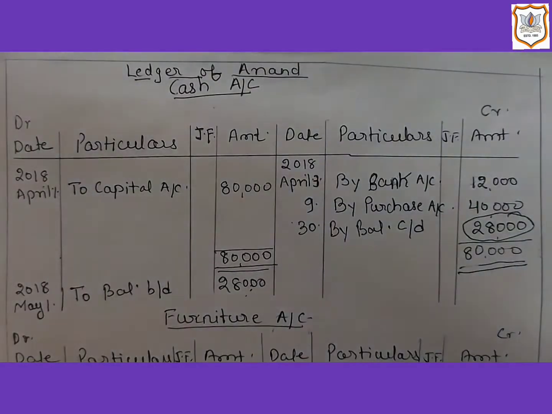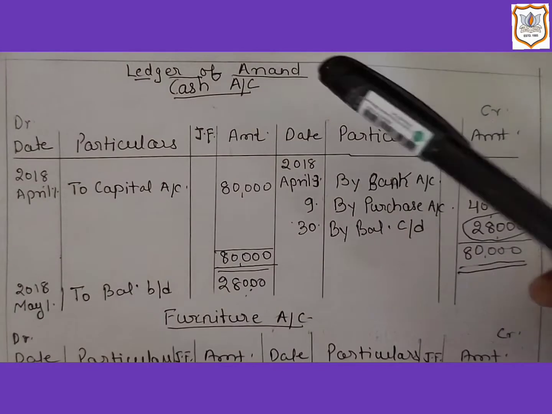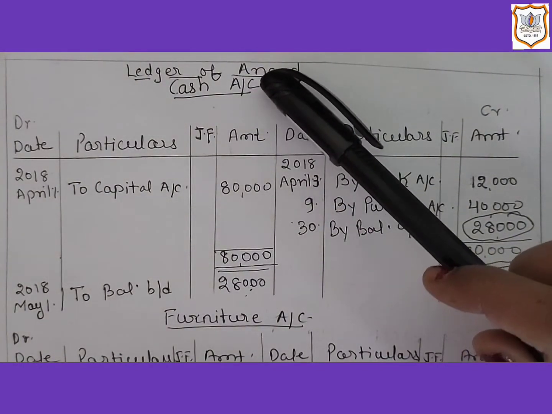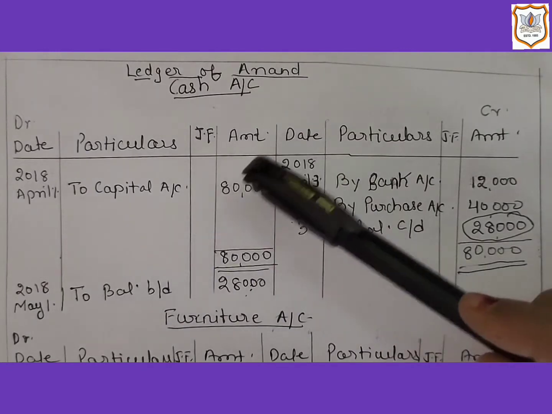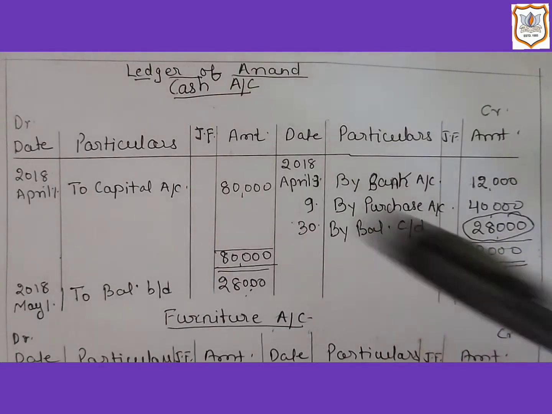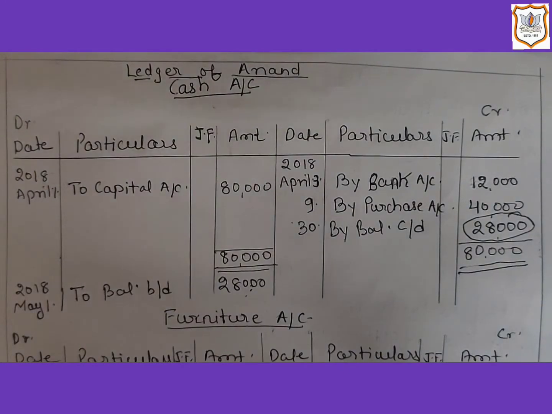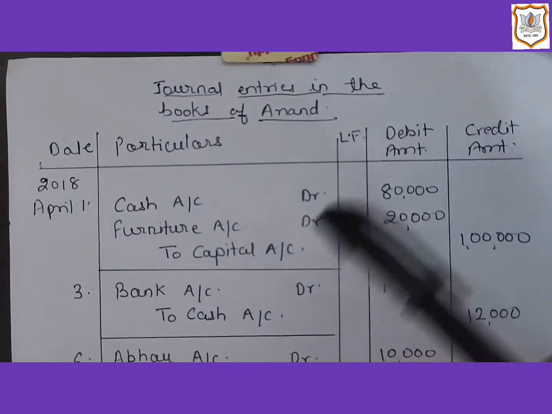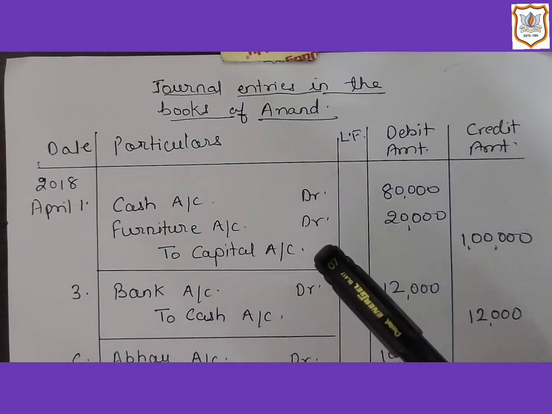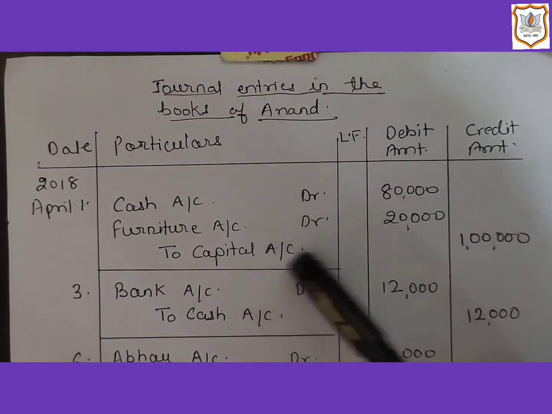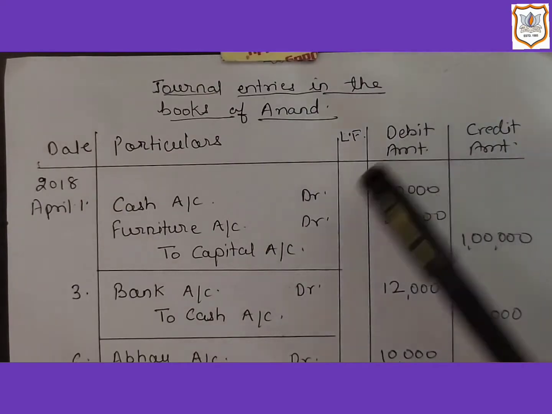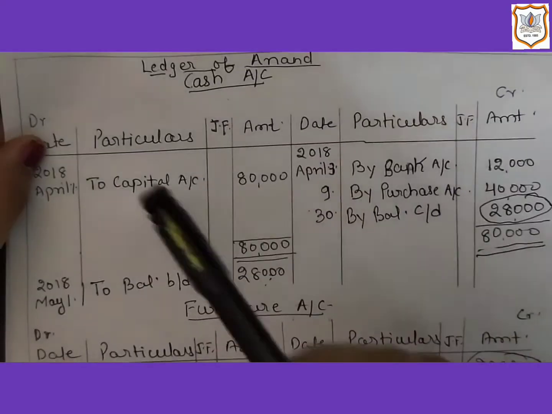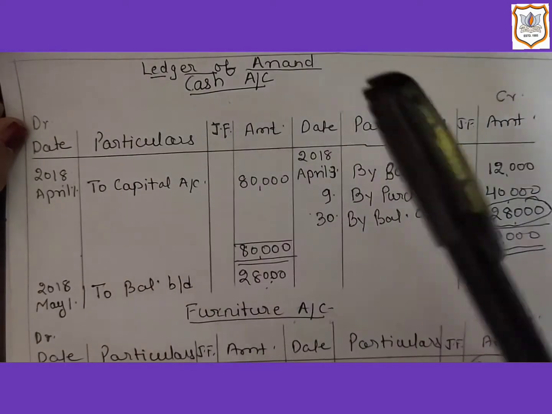Now let us see posting. As in the journal entry, cash account is debited, so here we have prepared cash account. Here on the debit side, we will record the amount, that is 80,000. And we know that in the column of particulars, the name of the account having the corresponding opposite effect is to be shown. So that is capital account. As you can see in the journal entry, here cash account is debited and the account having the corresponding opposite effect, that is capital account, has the credit effect. So here in the particulars column, we will write to capital account.